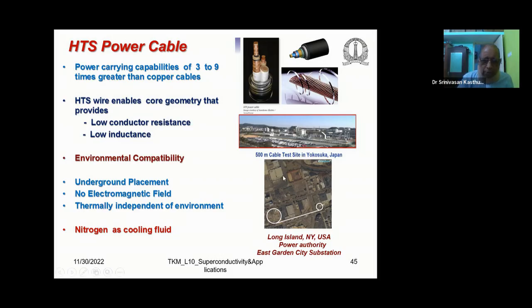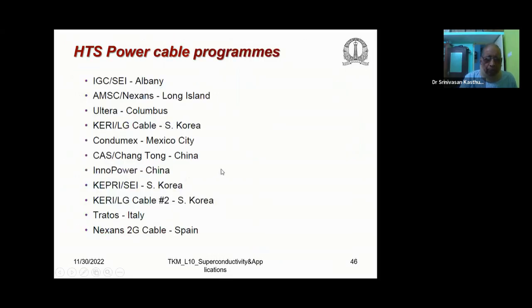For example, 2 programs are shown in this photograph here. A 500-meter cable test site in Yokosuka in Japan, and Long Island, New York, USA also has been developing a particular program. East Garden City substation has been using this. Now again, high temperature superconductor power cable programs are there all over the world in different places, right from USA to Korea, China, Japan, and so on.